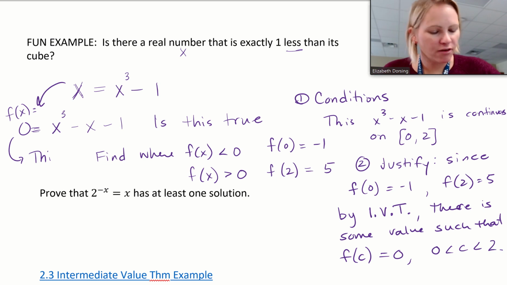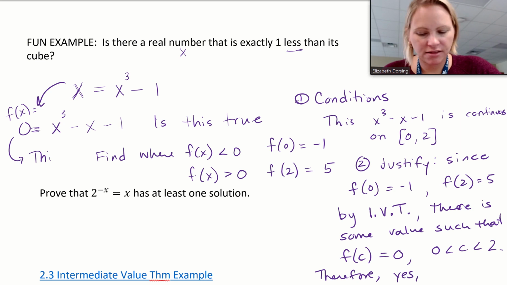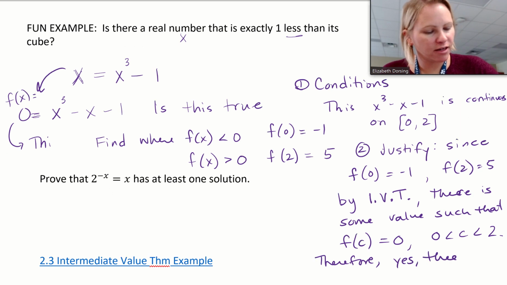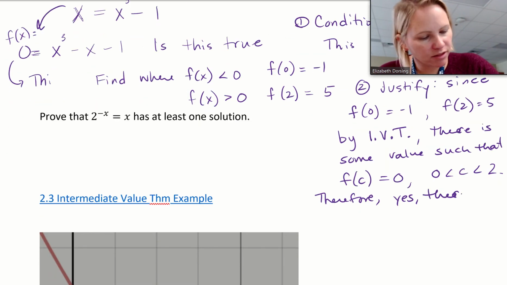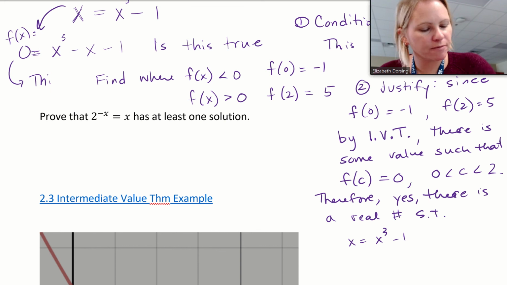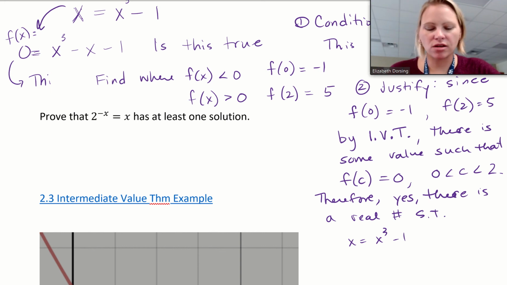Okay. Therefore, yes, there, I'm going to run out of room, is a real number such that x equals x cubed minus 1. Ta-da! So this is how you're going to apply that.